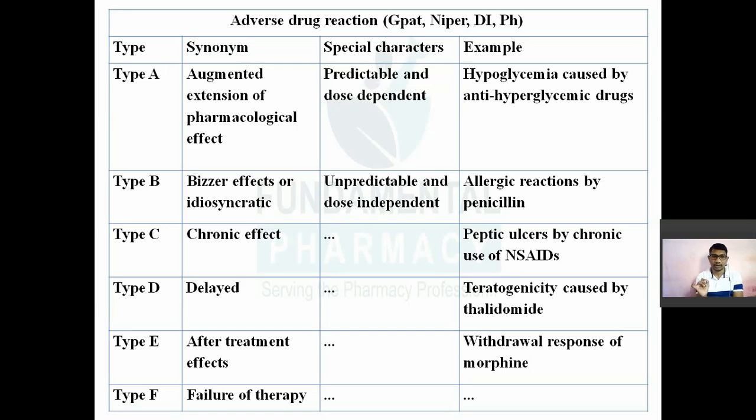Now the next one is type F adverse drug reaction. This many types are not given in one book. Actually this table is made by extracting from different books. So type F adverse drug reaction is known as failure of therapy.